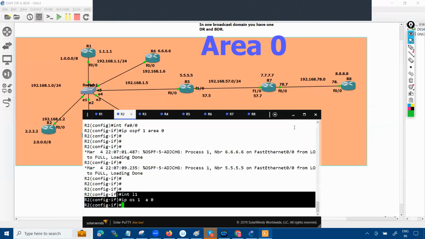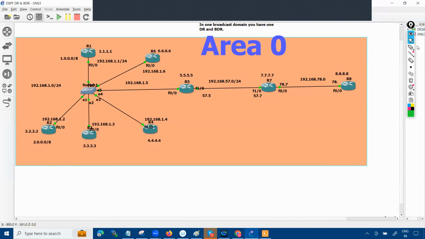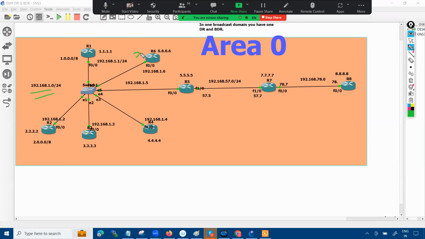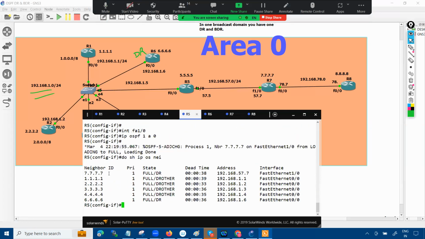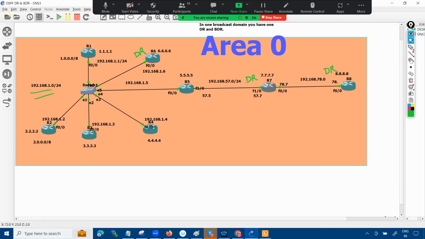So tell me one thing. In this broadcast domain, who will be the DR? This guy? Who will be the DR? Let me check who is the DR in this broadcast domain first. I just need to go in router 5. So 7.7.7.7 is the DR, that's fine. So he's a DR also, and this will also be a DR. So of course, in this complete area 0, if you can see, I have 3 DRs.